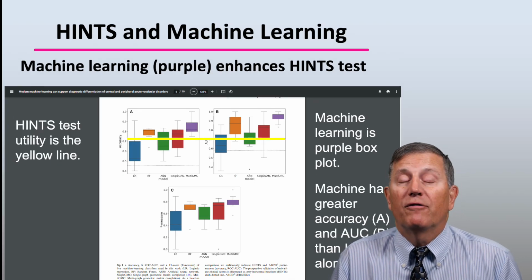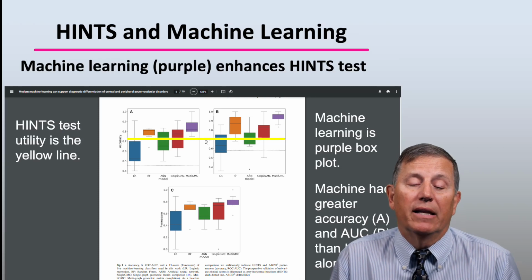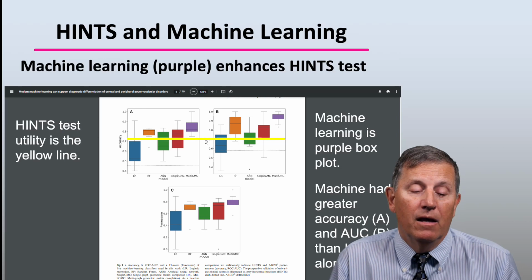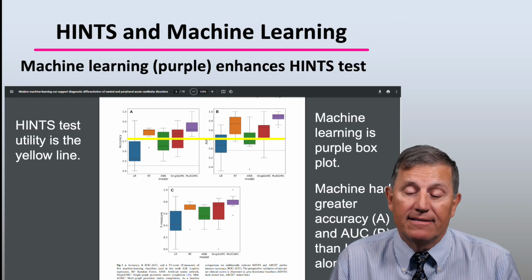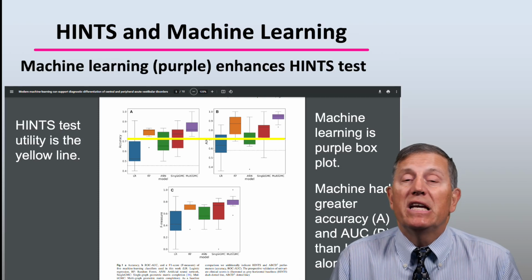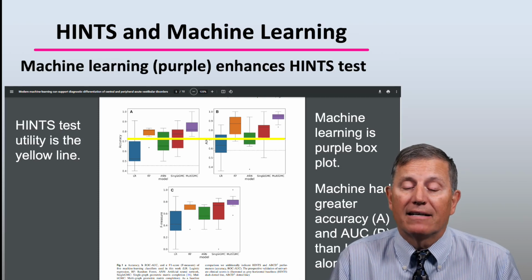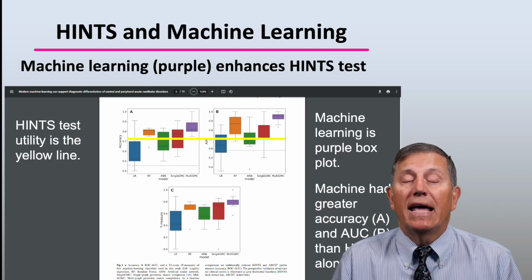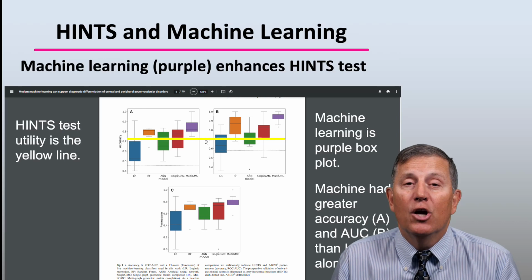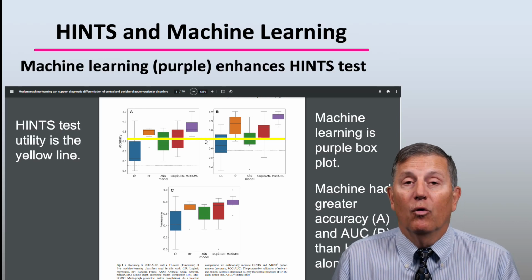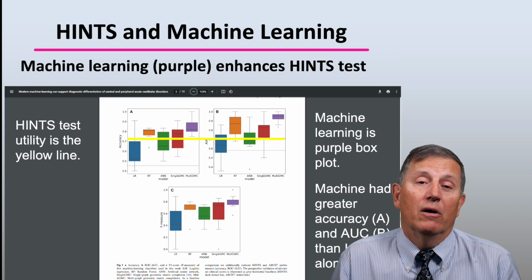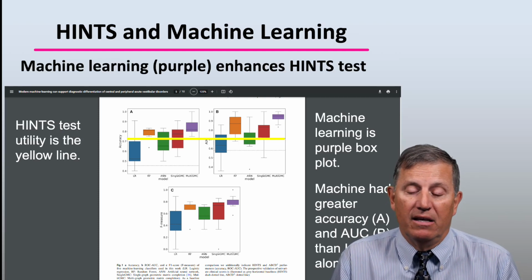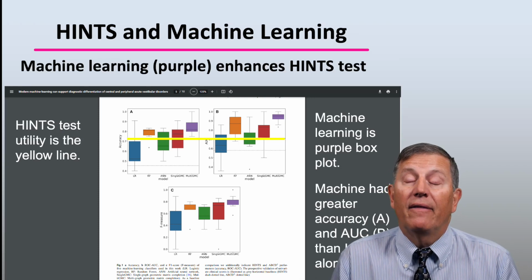If you look at this graphical representation of the ability of different tests to detect a central etiology, the yellow line is the HINTS test. And the machine learning is in the purple box plot. And what you see from this is machine learning related to detection of HINTS findings using a machine that will video record the pupil findings. The machine had greater accuracy and area under the curve than the HINTS test alone.